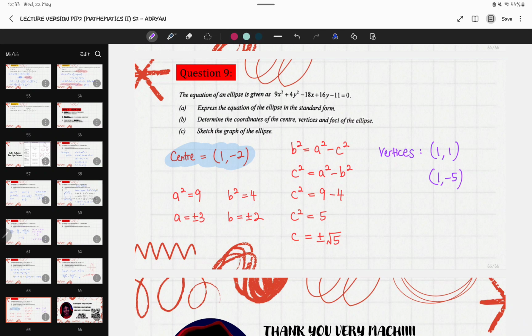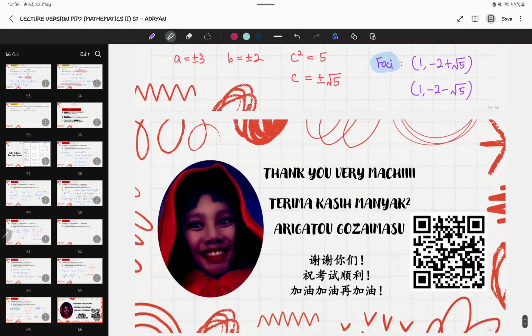Now what does the question want? The question wants the center, vertices are settled. Now we want the foci. So foci depends on your what? On your C value. So foci is the same, X will not change. So it will be negative 2 plus root 5. Okay, this is your one answer. Another answer 1, negative 2 minus root 5. Settled. You have your foci, you have your vertex, you have your center. With these 3 pieces of info, you can already draw the graph.